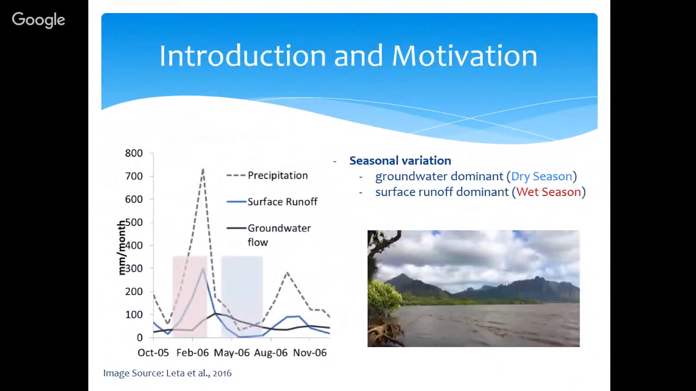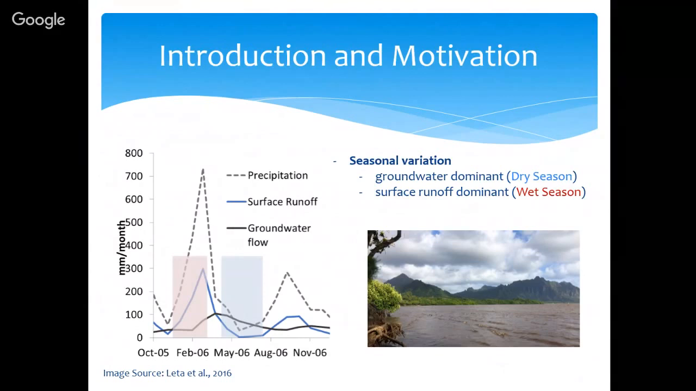So starting with an introduction and motivation, previous research has shown that there is a notable seasonal variation between groundwater dominance and surface water runoff dominance into the bay. During our dry season, we are seeing that groundwater makes up more of the percentage of the total volume of water, versus during our wet season, when surface runoff is the dominant component of the total volume of water into Kaneohe Bay.